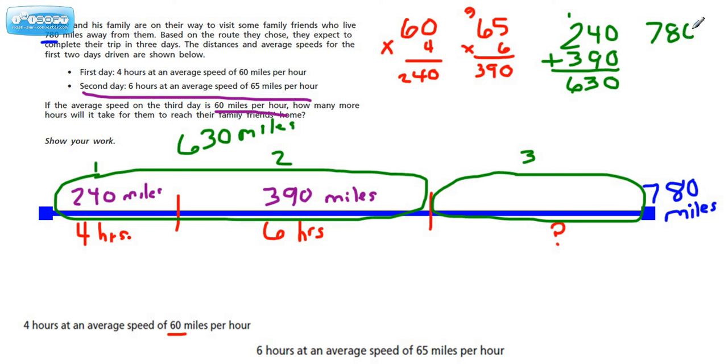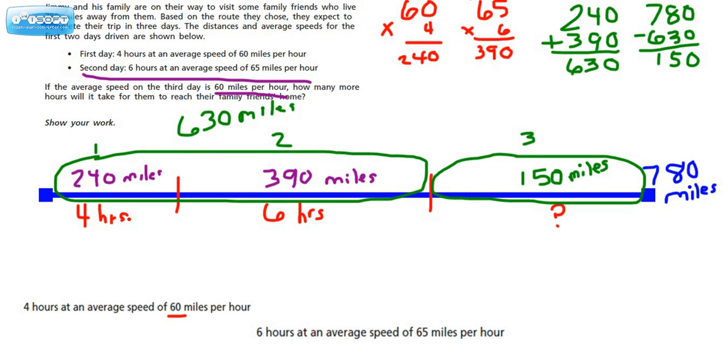780 minus 630. Here we get the 0. Here we get the 5, and here we get the 1. So they have to go 150 miles to reach their friend's house. And we need to know if they're going to be traveling 60 miles per hour, how many more hours will it take? Well, we need to find out how many groups of 60 there are in 150.